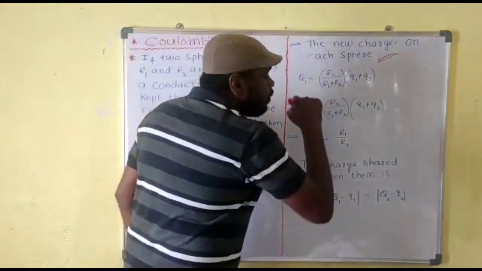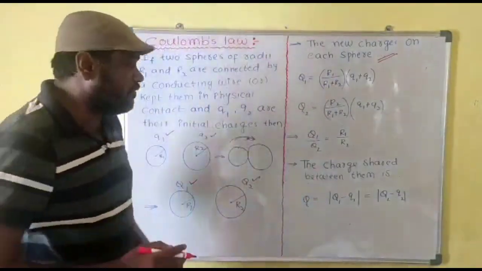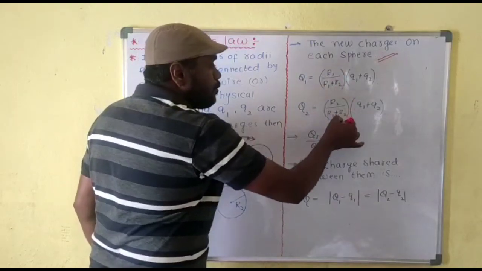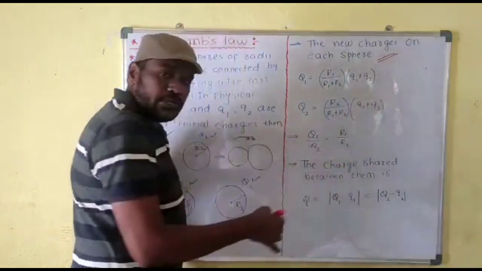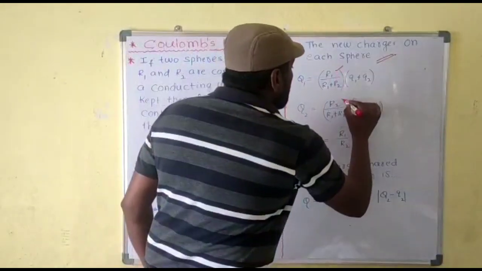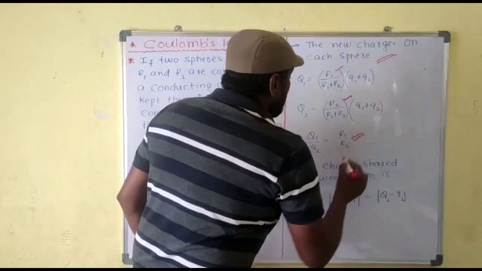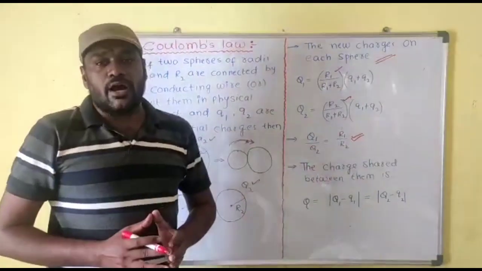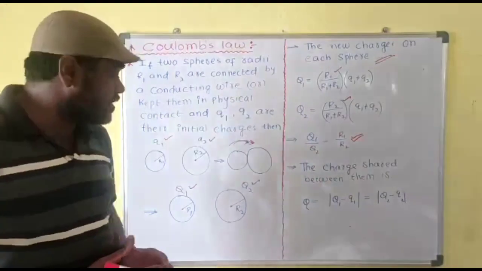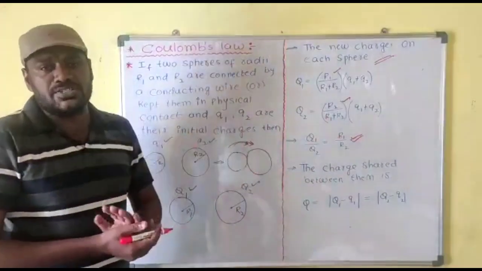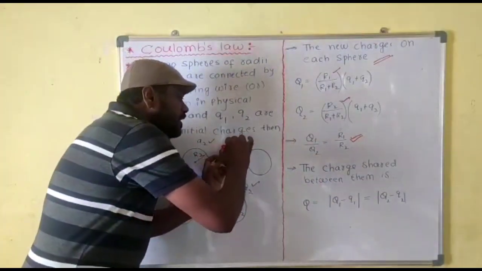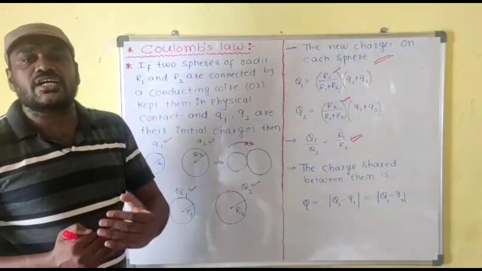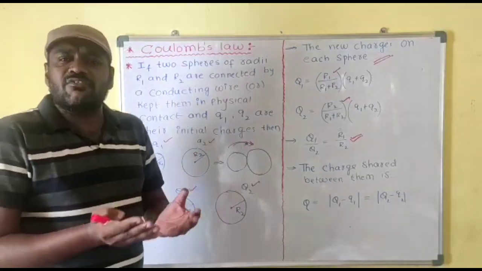Sometimes they will ask what is the ratio of the shared charges. Here you just take Q1' by Q2'. R1 plus R2 cancels, Q1 plus Q2 by Q1 plus Q2 cancels, remaining is only R1 by R2. Therefore, the ratio of the charges Q1' by Q2' is equal to R1 by R2. Then one more question they will ask is what amount of charge will be shared. Means what? From the first sphere to the second sphere, how much charge will be transferred or shared.